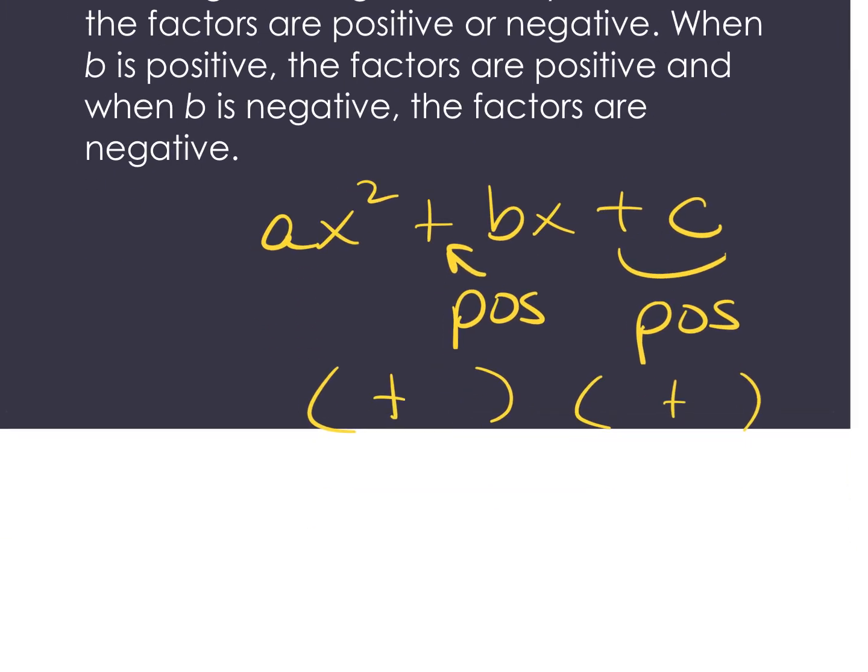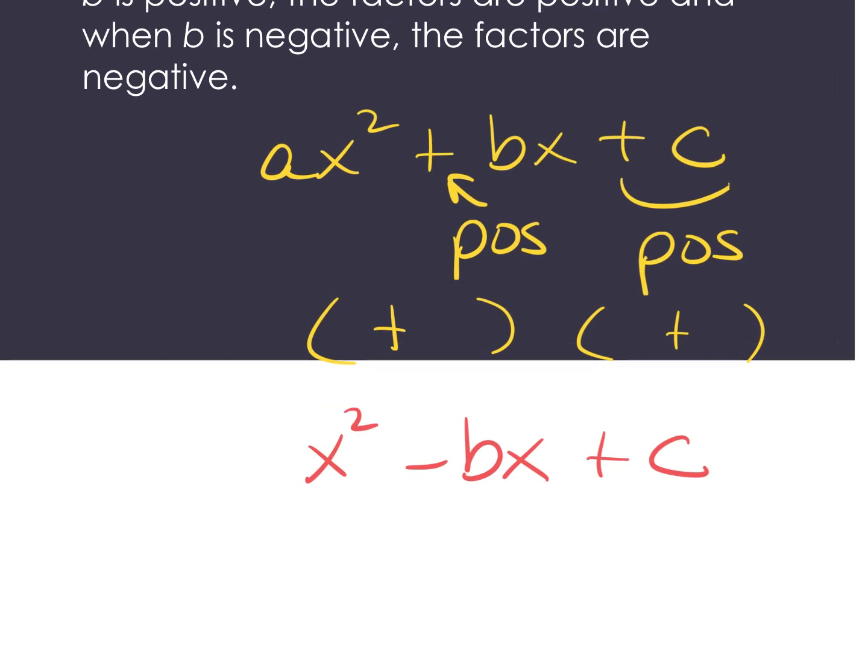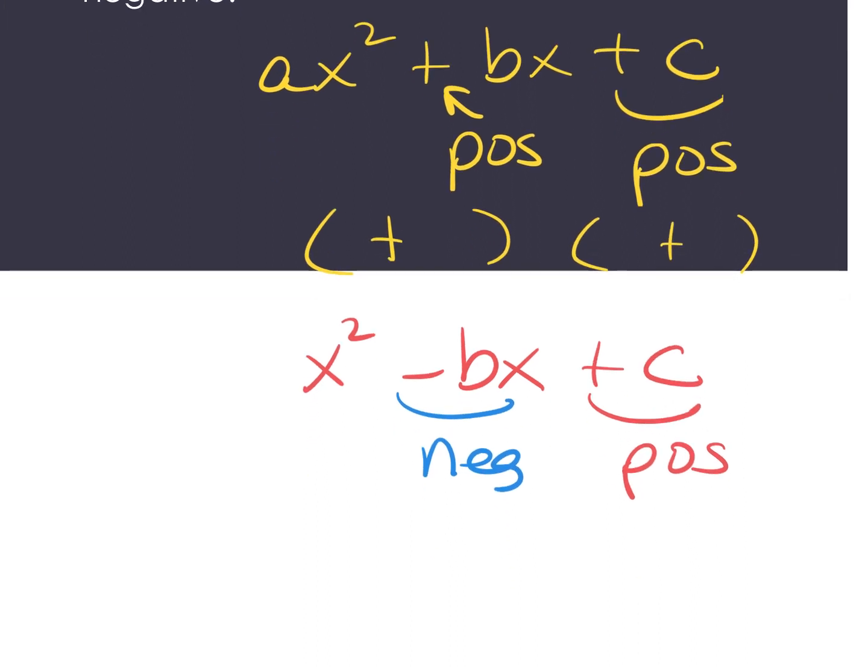However, if this b term is negative but the c is positive, then in order to multiply to get a positive number, both signs need to be negative. So when the last term is positive, the signs in the binomial will be the same, and the sign that they'll both have will be the sign of the middle term.